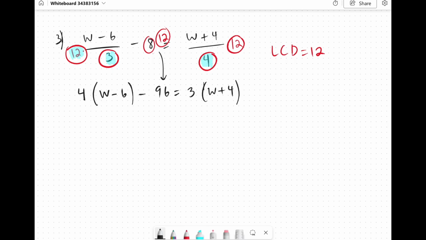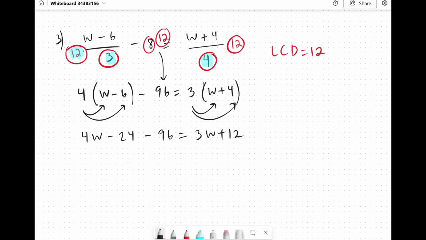Now let's go to our steps. The first step was distribute. We have 2 sets of parentheses here. So I will be distributing the 4 and the 3 as my first step. So I get 4W minus 24, bring down minus 96, bring down the equal sign, and then 3W plus 12.